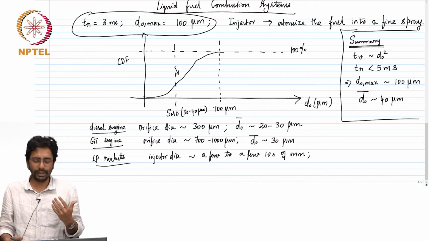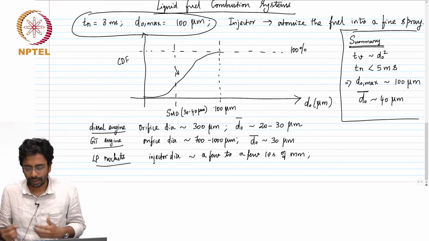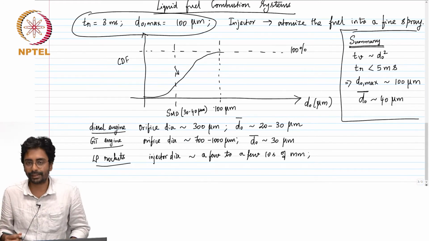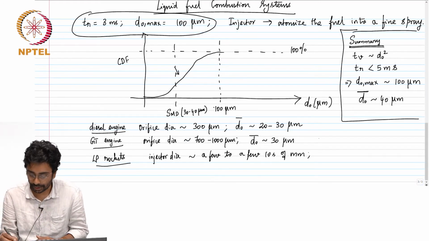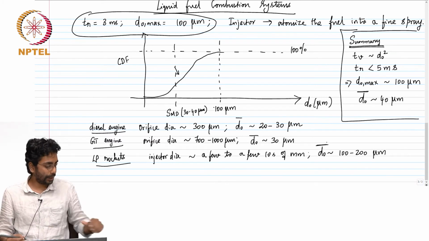into finer droplets. Perhaps droplet sizes need not be very small, even 100 microns, 200 microns are acceptable because there is time available for the combustion. So D0 can be of the order of 100 to 200 micron. D0 bar. Okay.